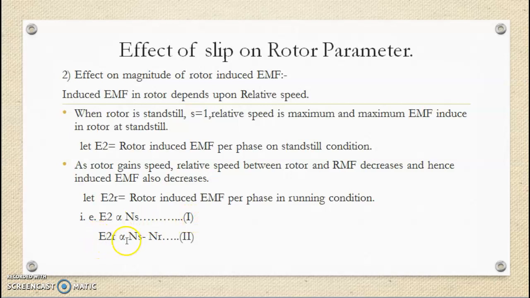Then E2R is directly proportional to ns minus nr, the rotor induced EMF at running condition, and E2 is the rotor induced EMF at standstill condition. Again we have got two equations. Now divide equation number 2 by 1. So what will we get?